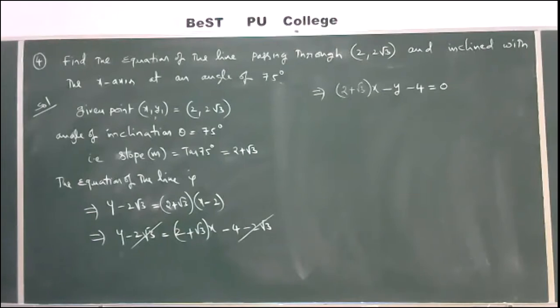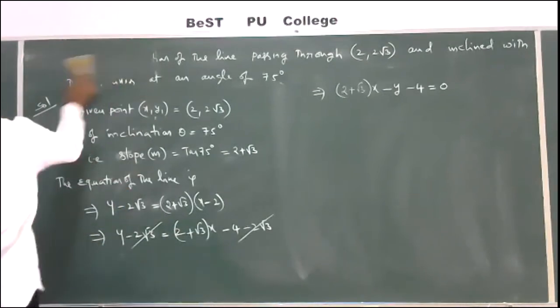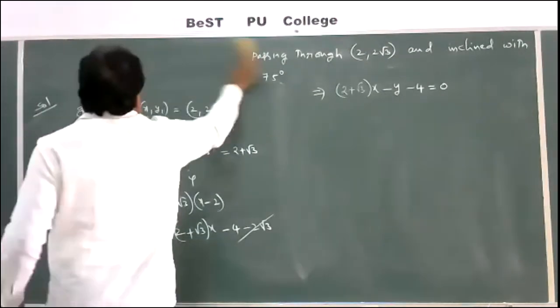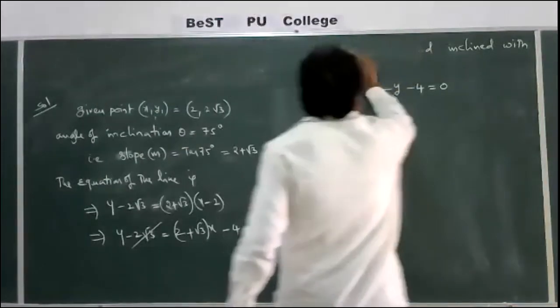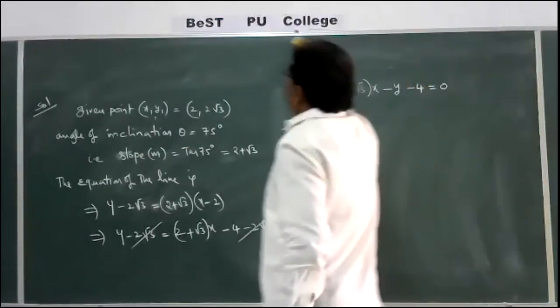So you remember the value: tan 75 degrees is equal to 2 plus root 3.